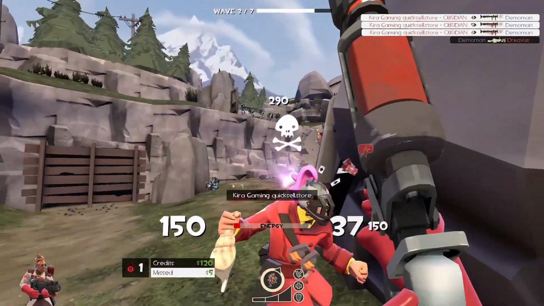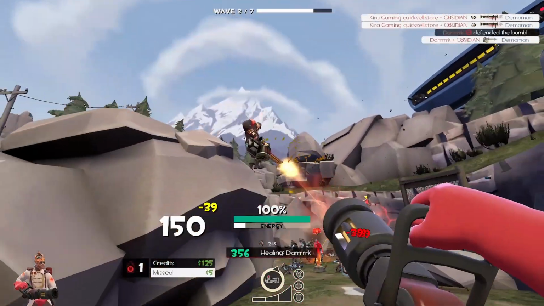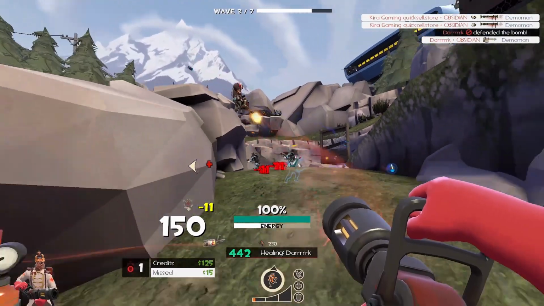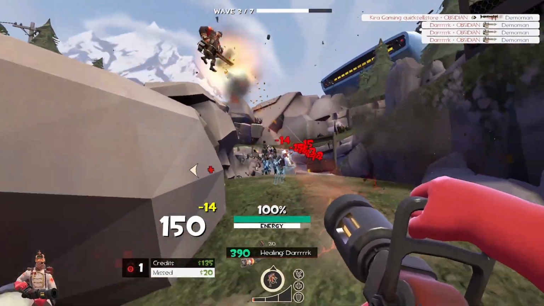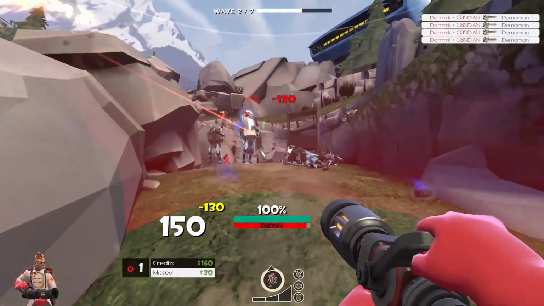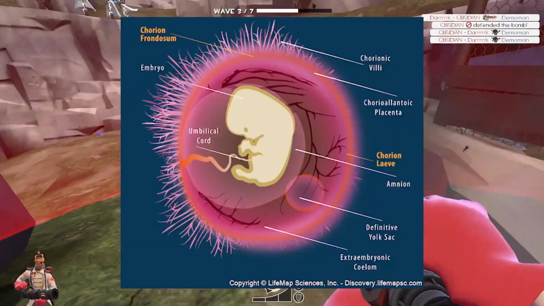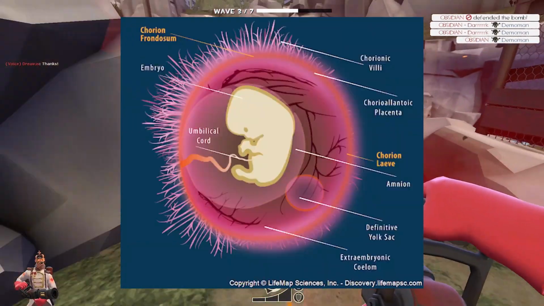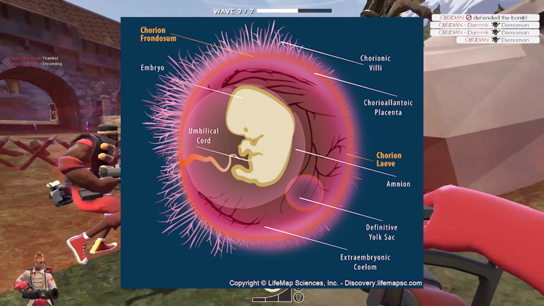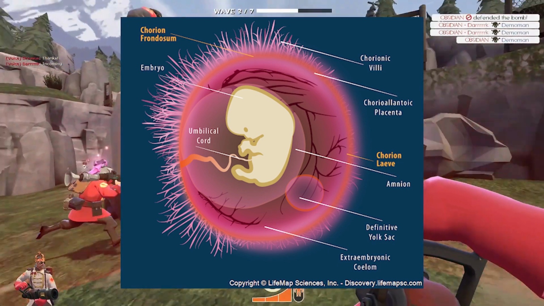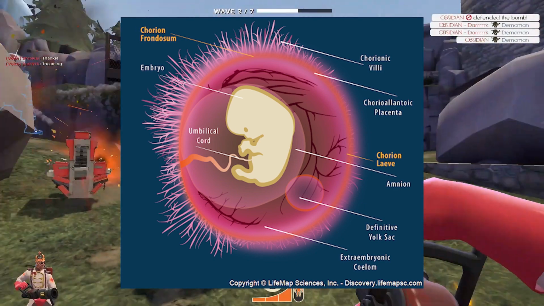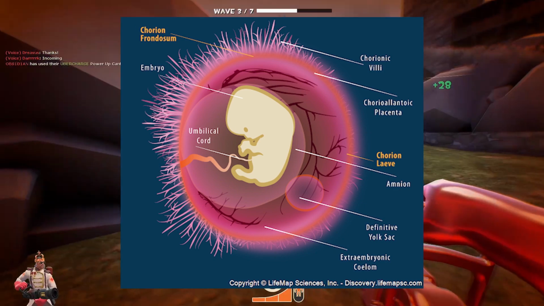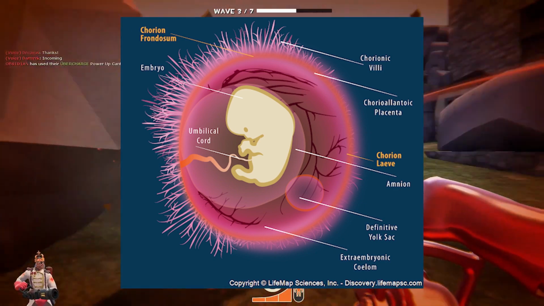Now we move on to the third step, the development of the embryo. After implantation, the embryo begins to develop inside a bag kind of thing called an amnion in the uterus of its mother. Then a placenta begins to form. The placenta is attached to the embryo by an umbilical cord.